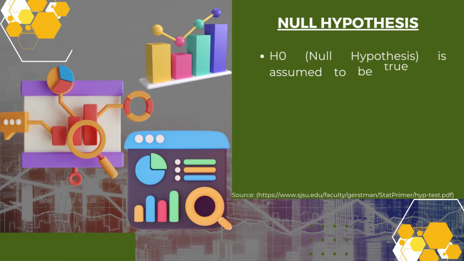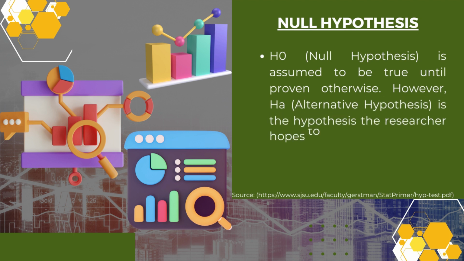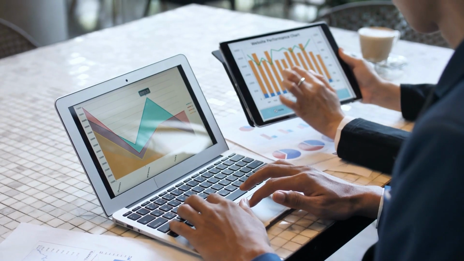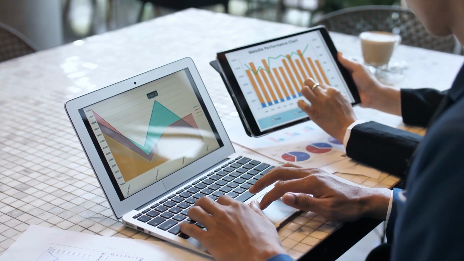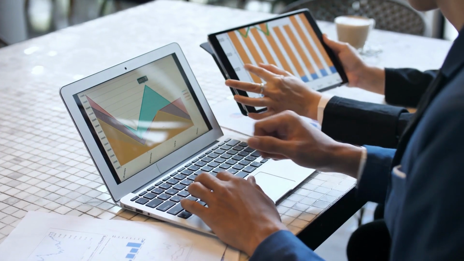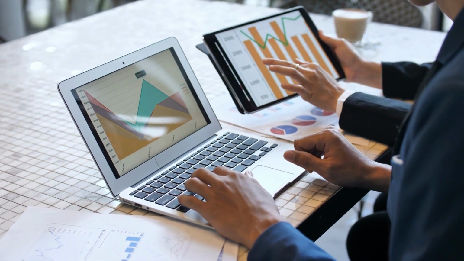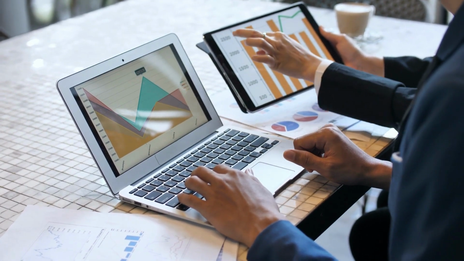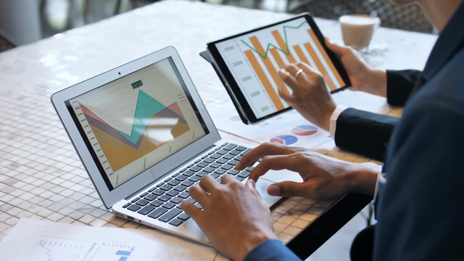H0, the null hypothesis, is assumed to be true until proven otherwise, and H1 is the hypothesis the researcher hopes to bolster. It means the researcher starts with the null hypothesis, and once the null hypothesis is rejected, the researcher accepts the alternate hypothesis, which is the ultimate goal of the researcher.